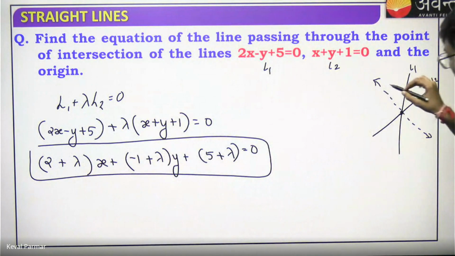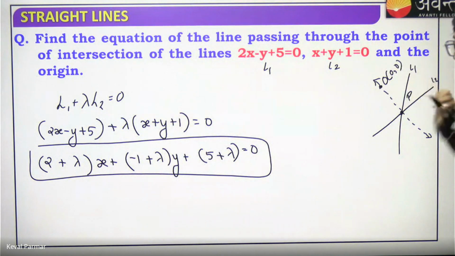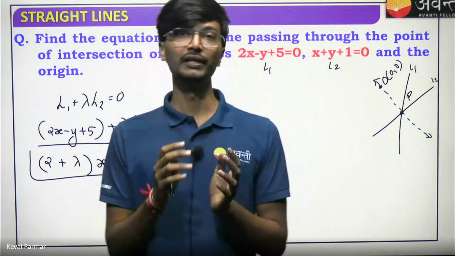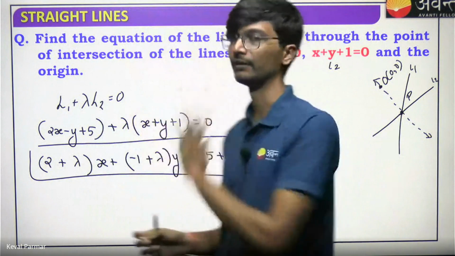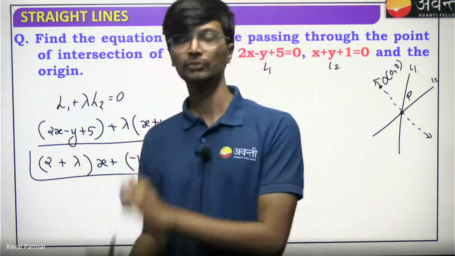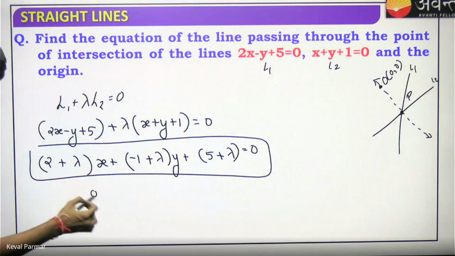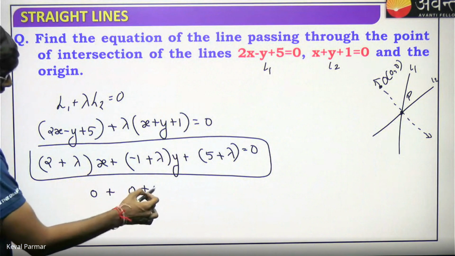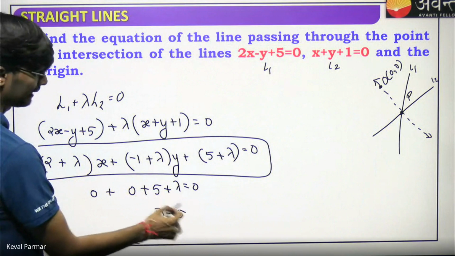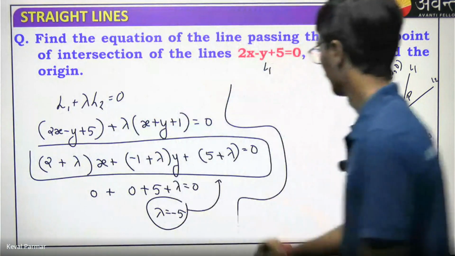Now we want a line which passes through the origin. That means the origin can be substituted in this line. Why? Because this line passes through the origin. So if I substitute the origin, x is 0, y is 0, I'll get 5 plus lambda equals 0. That means lambda equals minus 5. Let us substitute the value of lambda here and we'll get the equation of the line.